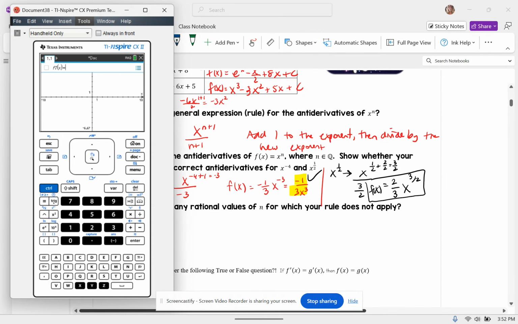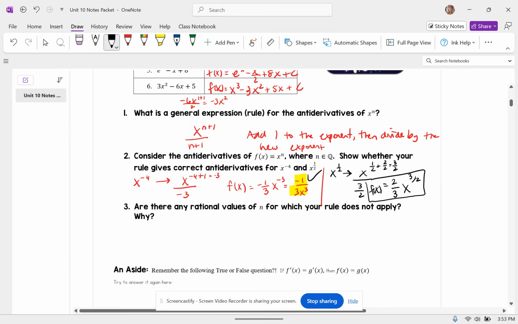Okay. And I'm going to graph the original that I found, or the suspected original rather. Okay, and then I'm going to graph its derivative, which is the function they gave me, right? Square root of x. Okay, now I'm going to see if the derivative of f1 of x is the same as the one that they gave me. Yay, they're the same. Okay, so my rule does hold true.